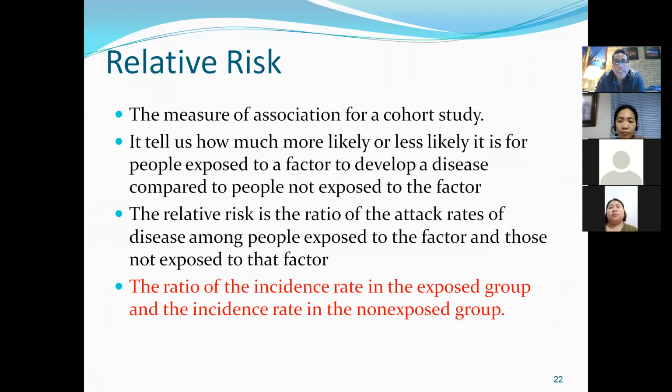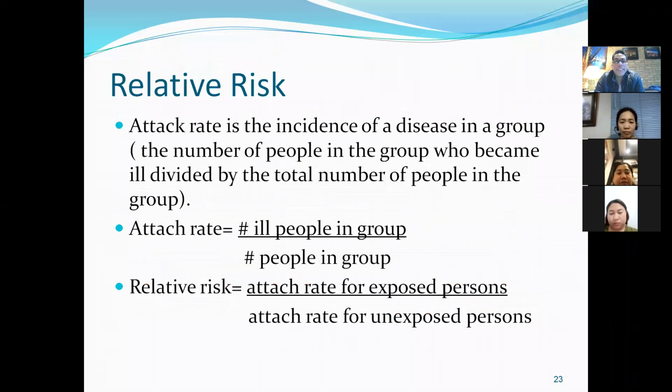So going back to the relative risk, it's about exposure. The ratio of the incidence rate in the exposed group and the incidence rate in the non-exposed group is what we call the relative risk. So this is the formula. You take the rate of how many people were ill in the group who were exposed, and then you use the attack rate.